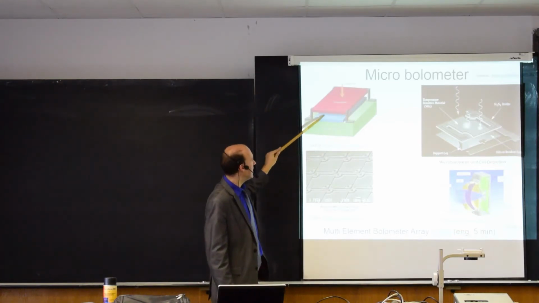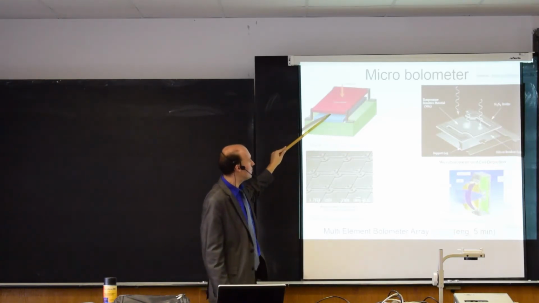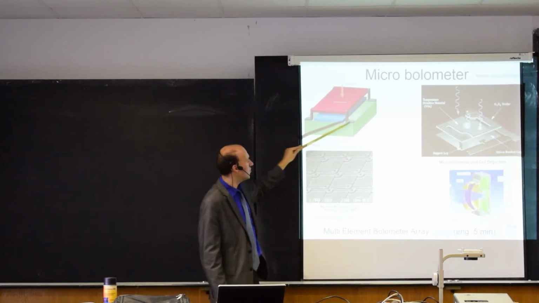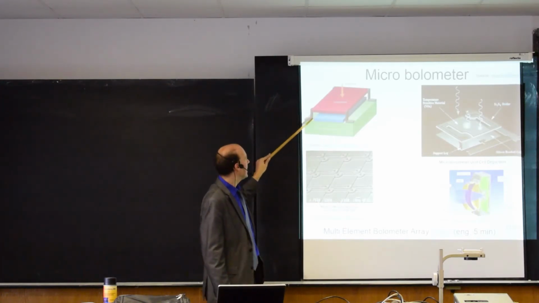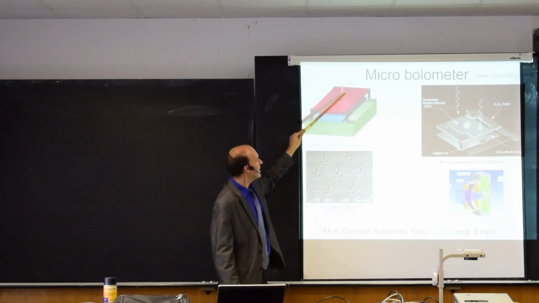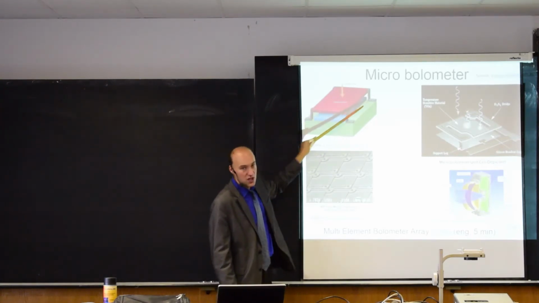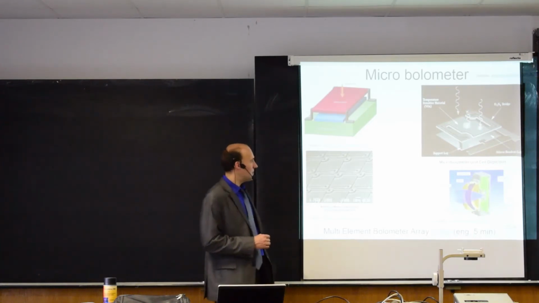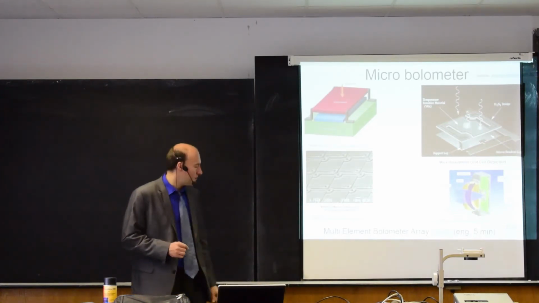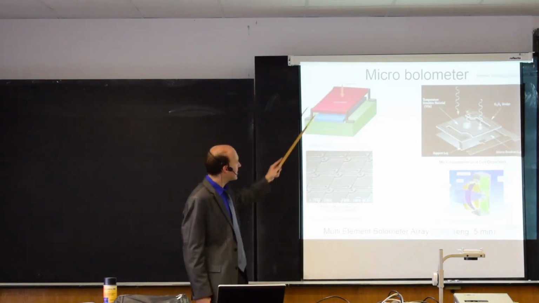There is a reflective layer to prevent radiation coming into the backing material. And those legs are used as terminals so that we can detect the changes in resistivity. This is a single element.